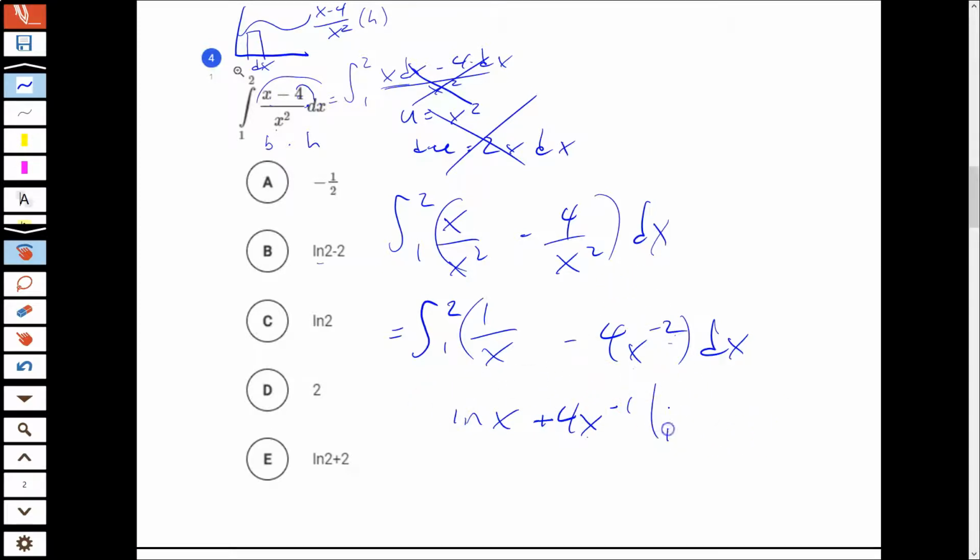We're going to evaluate that from 1 to 2. Those are our limits of integration. That gives us ln of 2, natural log of 2, plus 4 times 2 to the -2. Oh, -1 I meant to say.